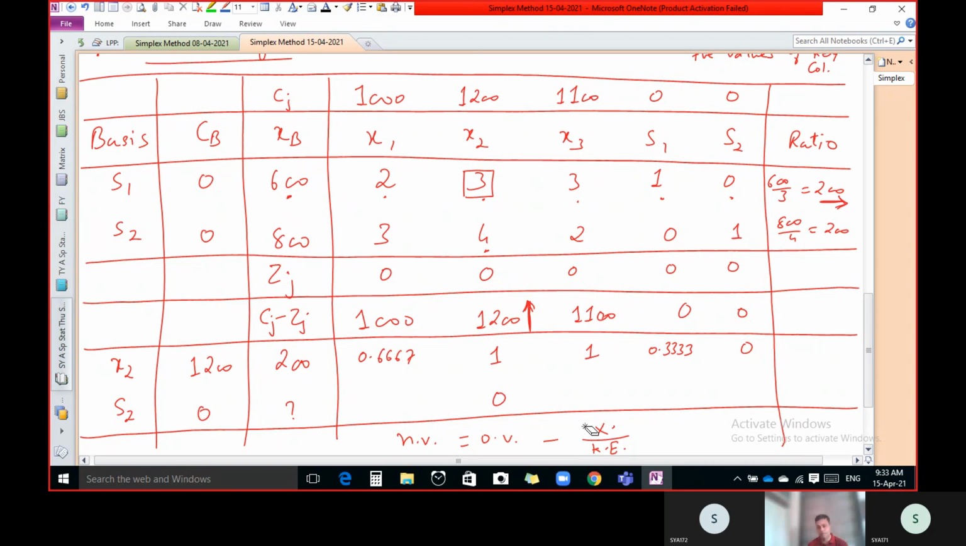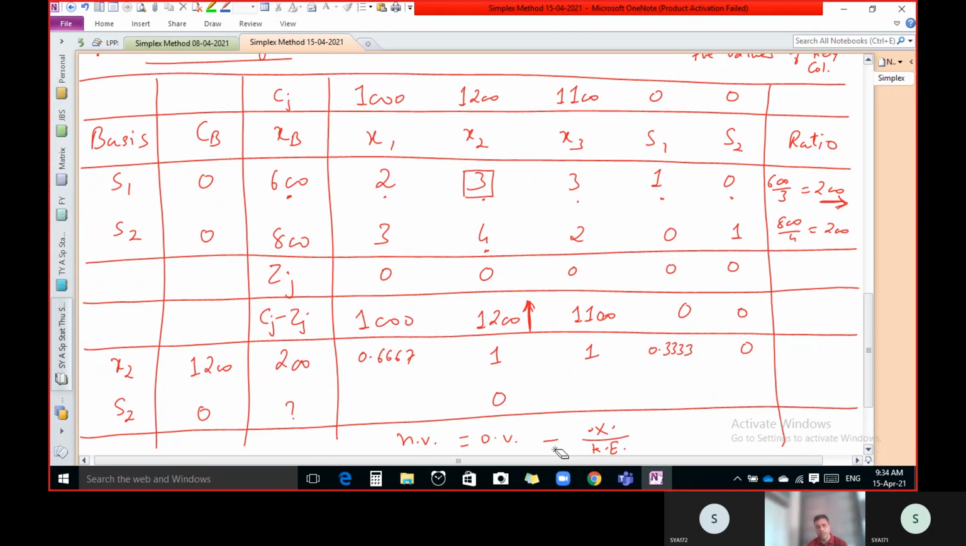Now, how to obtain this dotted value? It is the corresponding element in the key column and key row, but it should have a dot. First of all, how to get this dot? In the key row you have to differentiate using this dot, and in the key column you also write the dot, and this you write in brackets, that is the key row and key column intersecting point.